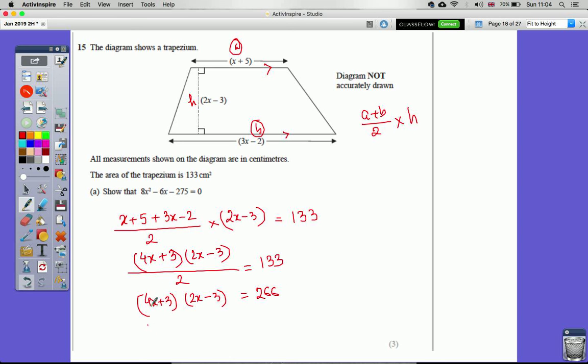Now I'm going to expand the brackets here. So 4x times 2x, like doing the FOIL method. It's going to be 8x squared minus 12x plus 6x minus 9. And let's bring the 266 over to this side. Minus 266 is equal to 0.